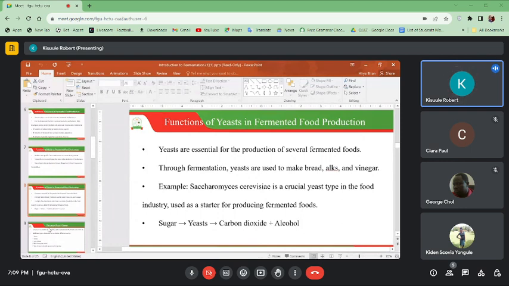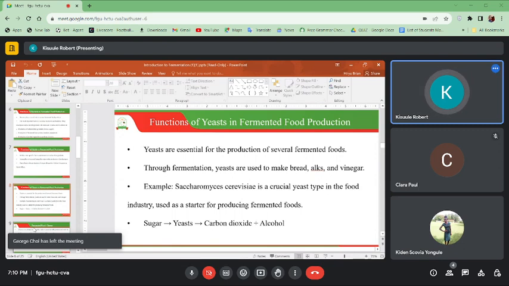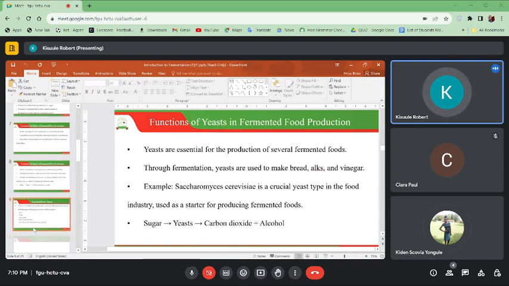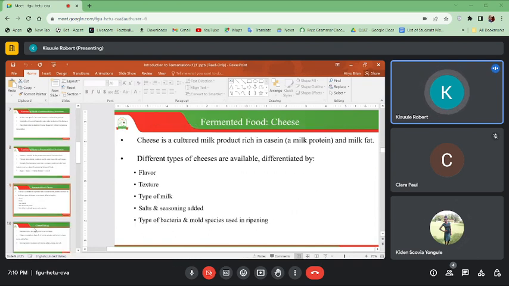Okay. So we are saying through fermentation, yeasts are used to make breads, oats, and vinegar. For example, Saccharomyces cerevisiae is a crucial yeast type in the food industry, used as a starter for fermented foods. We understand that to sugars we add yeast, and the yeasts will give us carbon dioxide and alcohol. We also talked of them improving the structure and texture of the food in which they are added.